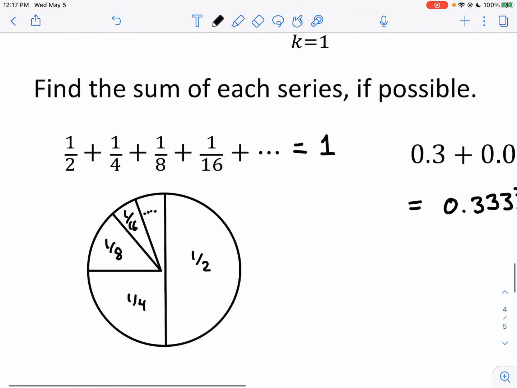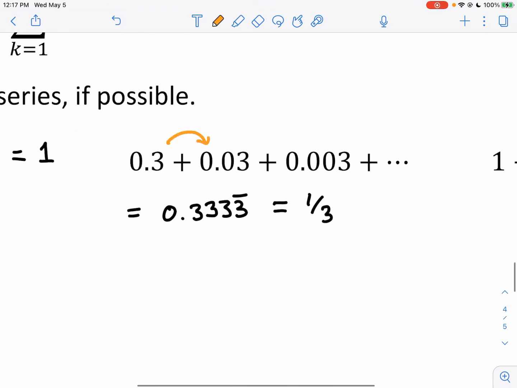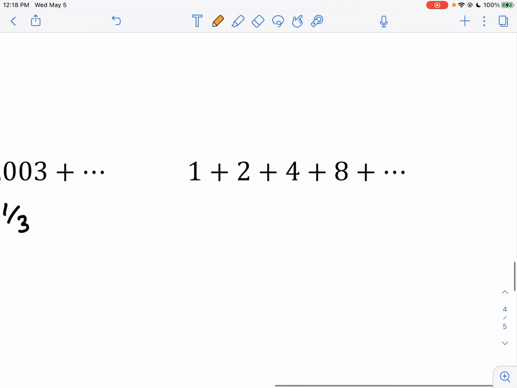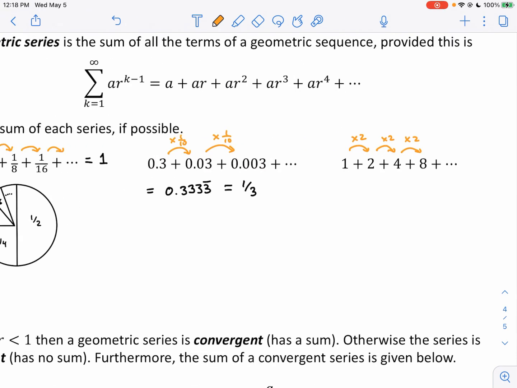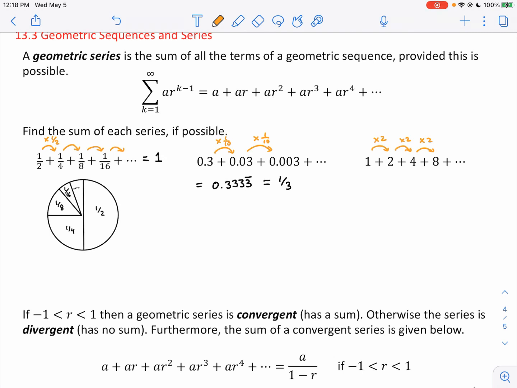I do want to point out these series are all geometric. Look at the first one here. To go from term to term, we are multiplying by 1/2. That's true as we go from term to term. We just keep multiplying by 1/2. In this one here, we keep multiplying by 1/10. To go from 0.3 to 0.03, we multiply by 1/10. Multiply by 1/10 again to go from 0.03 to 0.003. That pattern continues. Here, to go from 1 to 2, we multiply by 2, and we multiply by 2 again, and we multiply. So we do see that all of these are in fact geometric series because they are adding up the terms of a geometric sequence.